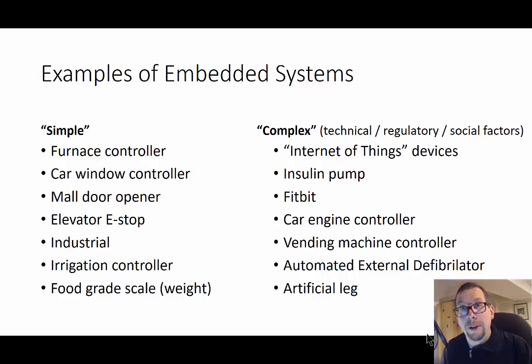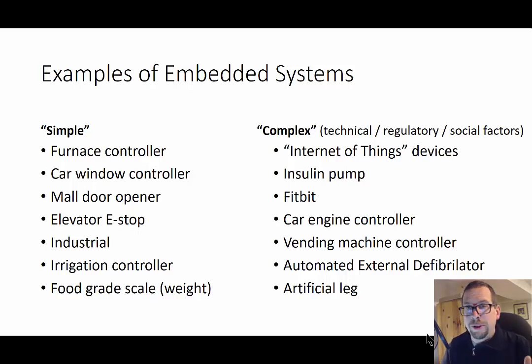There are also really complicated ones, and they can be complicated for a variety of reasons. They can be technically complicated, they could be complicated from a regulation perspective, or they could be complicated from the perspective of social factors. And some of these would include the latest rage, the Internet of Things, and they're supposed to be, within a few years, billions of these devices being made. There are things like insulin pumps. So that's a biomedical device. And so it would be complicated. The electronics might be simple, but the development of it could be really complicated because of the fact that it involves patient safety. Fitbits. There's an example of sort of a combination of Internet of Things and biomedical device all in one.